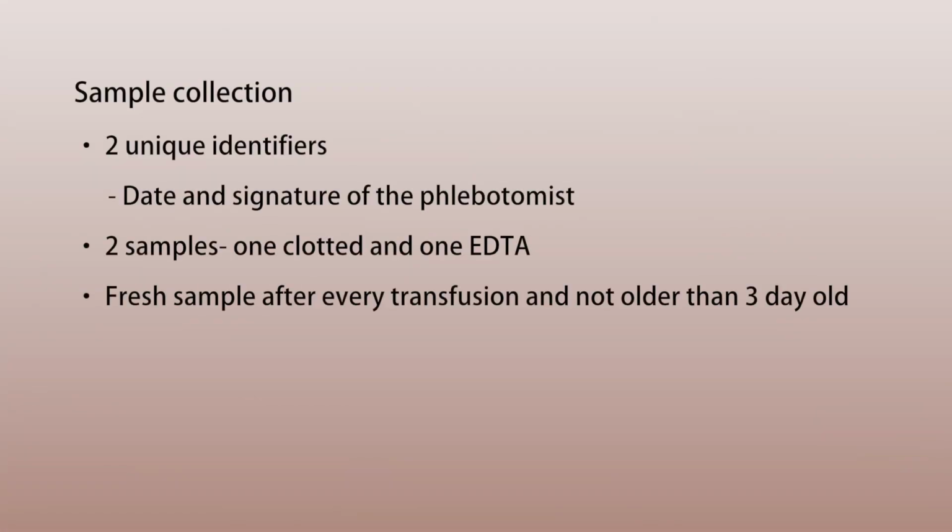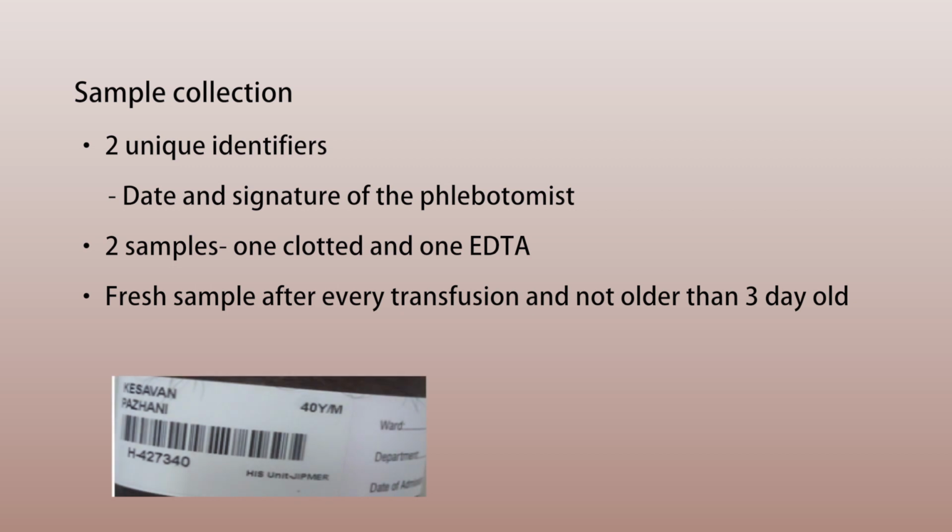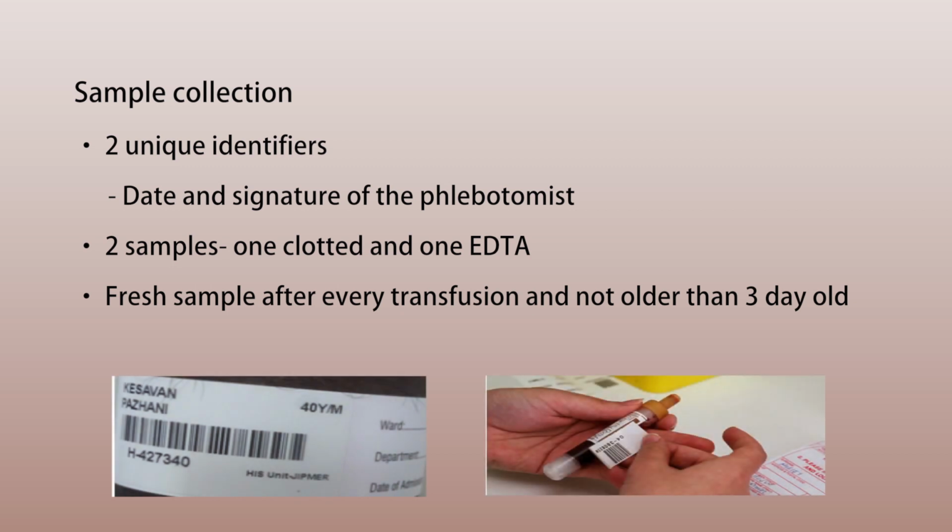So when you collect the sample, ideally you collect 2 samples, one in EDTA and one in a plain tube, and they should be labeled with at least 2 unique identifiers like name and hospital number, or name and age. Hospital number is unique in the sense there won't be any repetition of the hospital number, which is not the same with regard to name and other things. And also the date and signature of the phlebotomist who has collected the sample should be clearly mentioned on the sample. A fresh sample has to be taken after every transfusion, and a sample should not be more than 3 days old for conducting the pre-transfusion testing.